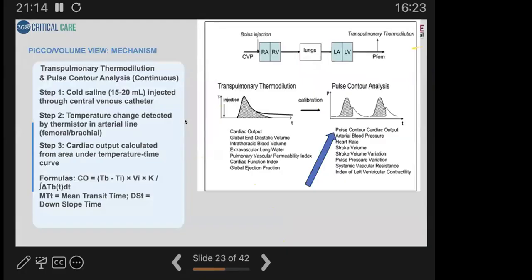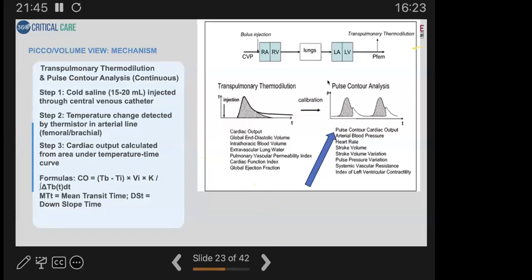So as we just discussed, you are injecting a cold saline through the central venous catheter. The temperature change is detected by the thermistor in the arterial line, and the cardiac output is calculated using the area under the temperature time curve. The main values we get out of the transpulmonary thermodilution area under the curve are cardiac output, the global end diastolic volume, the intrathoracic blood volume, extravascular lung water, pulmonary vascular permeability index, cardiac function index, and global ejection fraction.